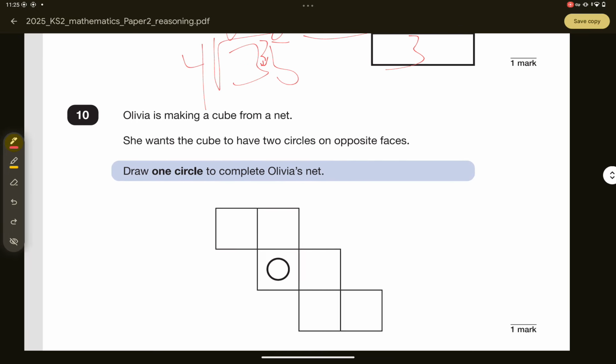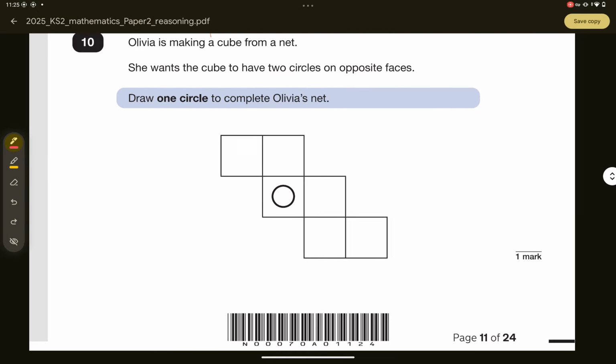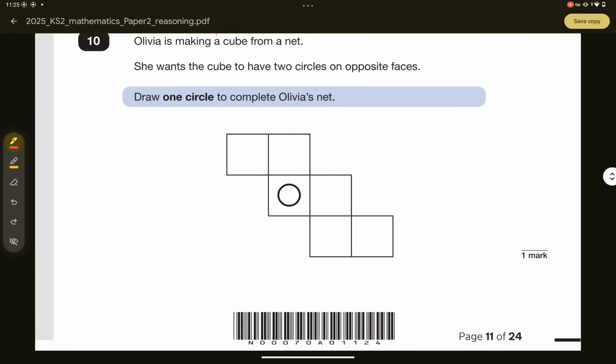So Olivia is making a cube from a net. She wants the cube to have 2 circles on opposite faces. Draw 1 circle to complete Olivia's net. I don't know how I'm supposed to explain this, but just imagine in your head the cube folding, and then you would find out the answer is this.